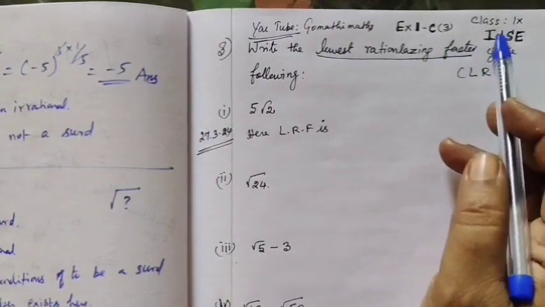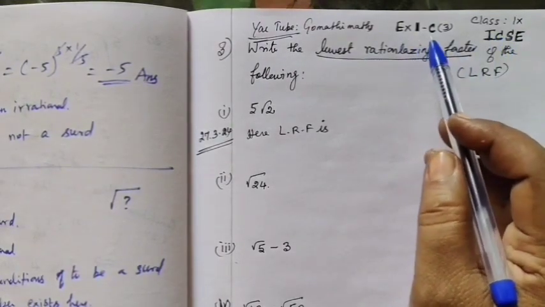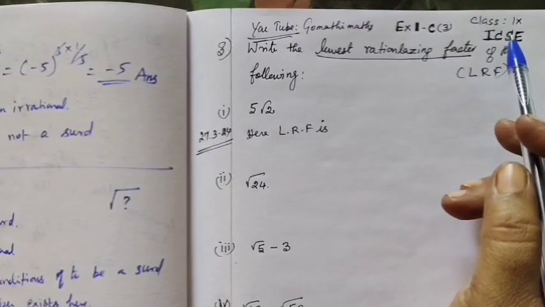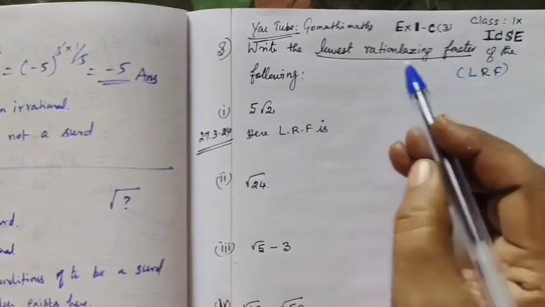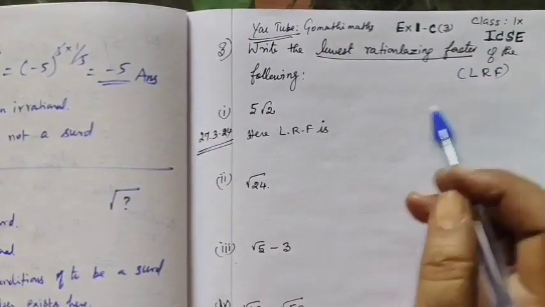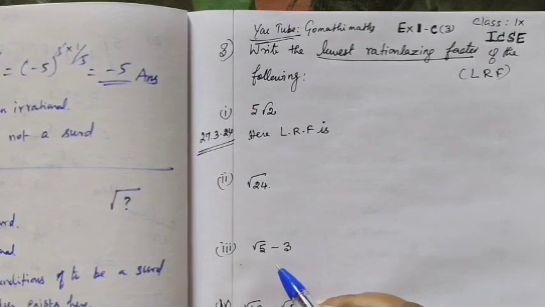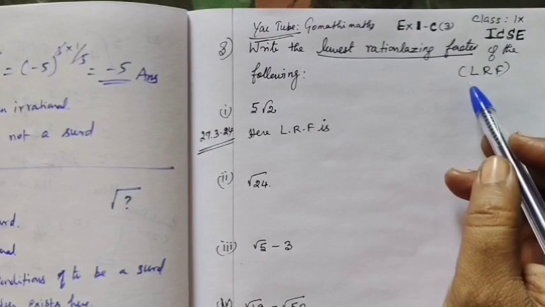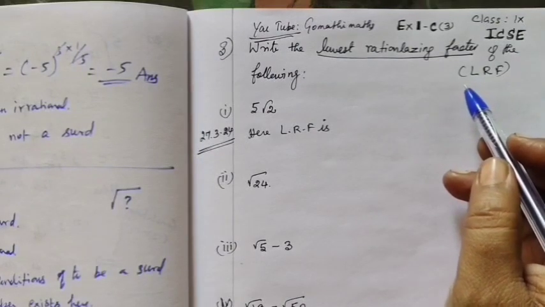This is for ICSE syllabus class 9, exercise 1C, question number 3. Write the lowest rationalizing factor of the following. Why are we using the lowest rationalizing factor method? This is an irrational number. To make it into a rational number, we are using LRF. LRF means lowest rationalizing factor.